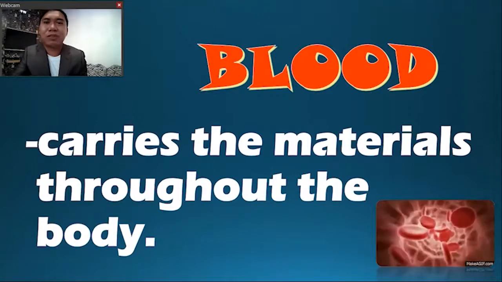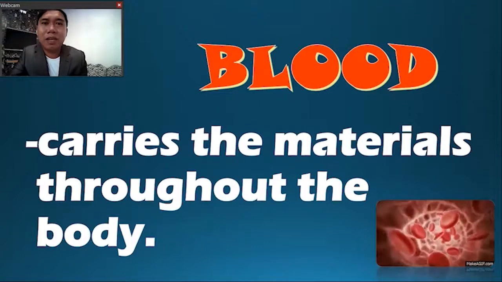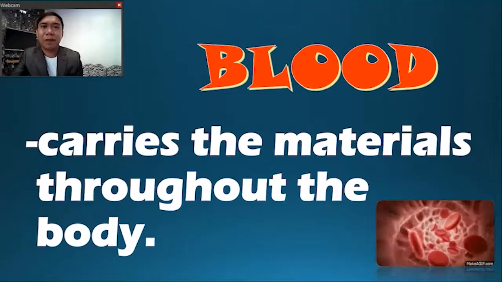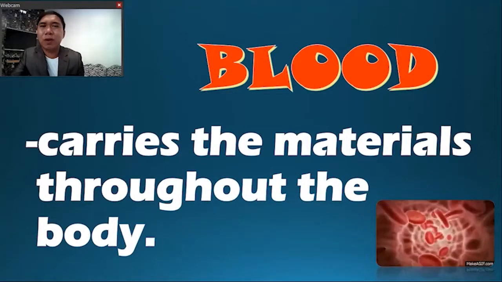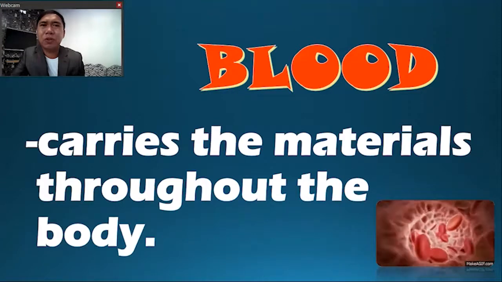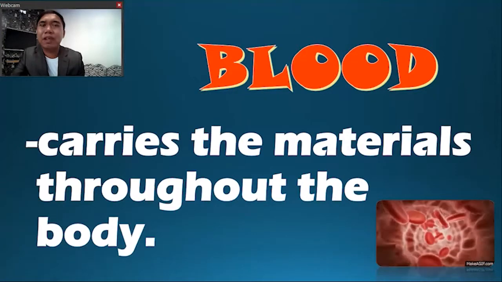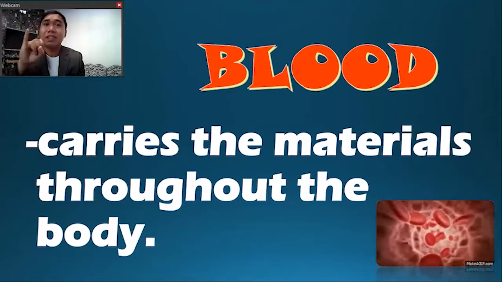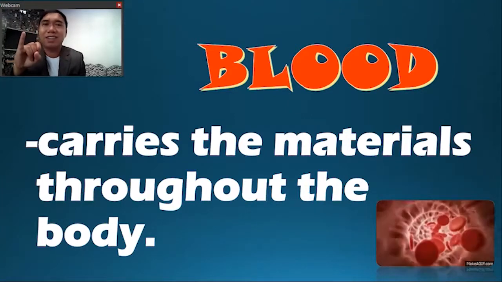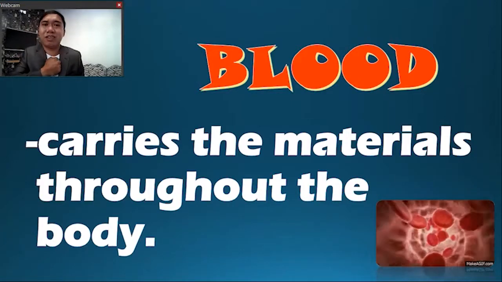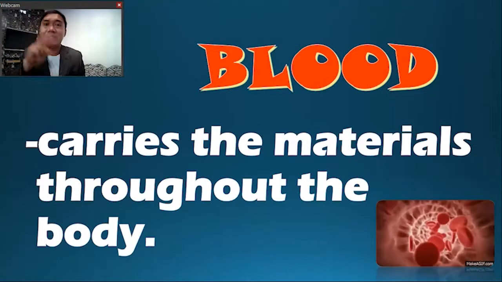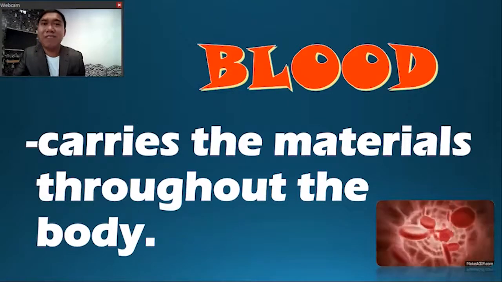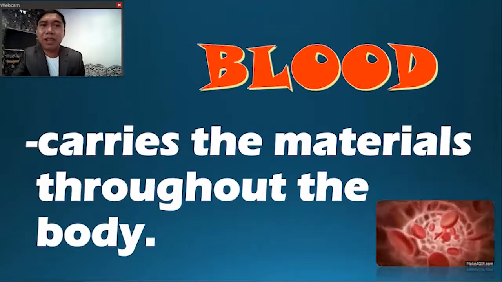So those are the parts or components of the circulatory system. Again, what are those parts or components of the circulatory system? Let's have it again. First, the heart. The second is the blood vessel. The blood vessel comes with three types.